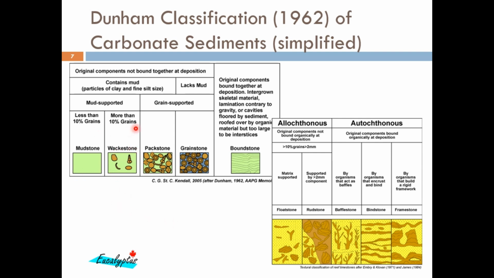If you get more than 10% grains, then the rock starts to form a skeleton of particles, a framework of particles with spaces in between. And those spaces can still be filled in by mud. And then we call it a packstone. And if there's less than 10% mud in the rock and the pore spaces in between the particles are staying open, then we call it grainstone.